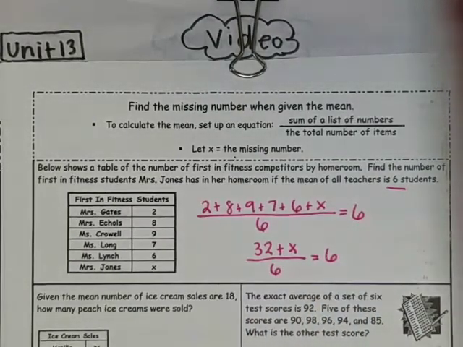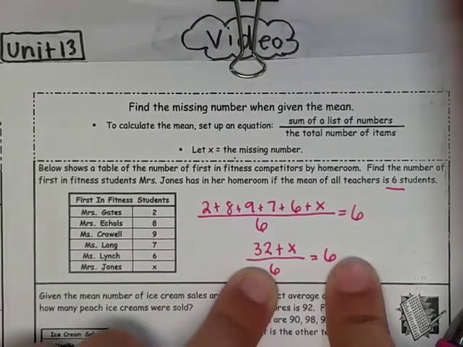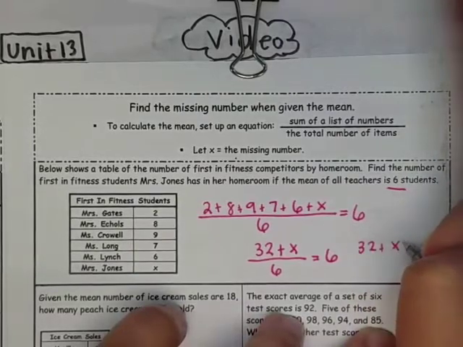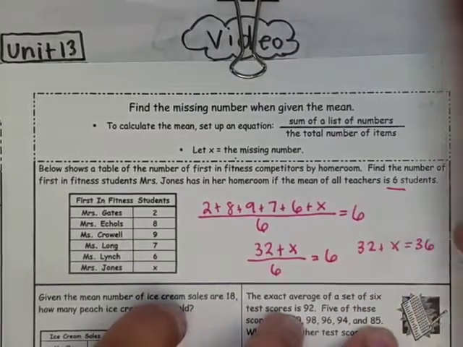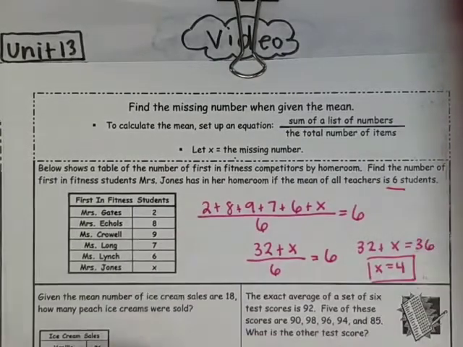All right. So something divided by 6 gives me 6. I know it's 36, right? So we already know that 32 plus x has got to give me 36. So x has got to be 4. So Mrs. Jones had to have 4 people in her class.